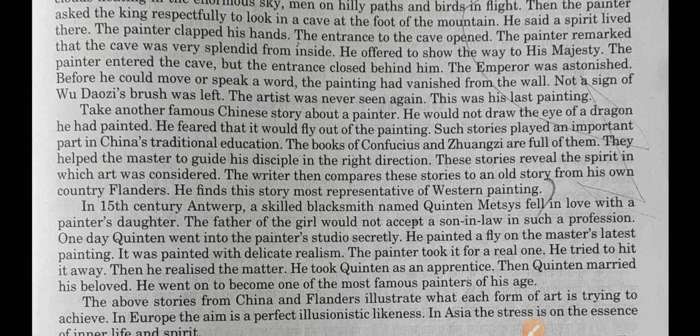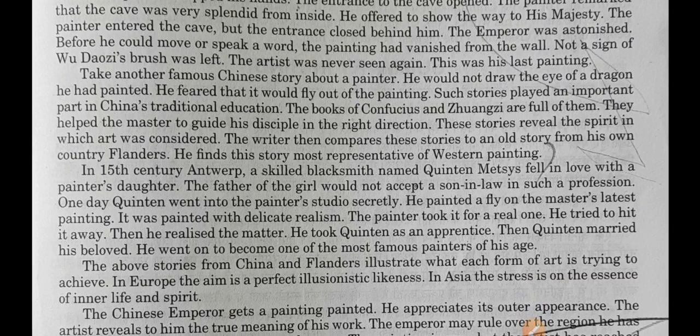Now, the writer then compared these stories to an old story from her own country. It means Nathalie Troveroy belonged to Flanders. And now she compares a Chinese story with one of the mythological stories of her country. She finds the story most representative of Western painting. And the story is set in 15th century Antwerp, where a skilled blacksmith named Quentin Matses fell in love with a painter's daughter.